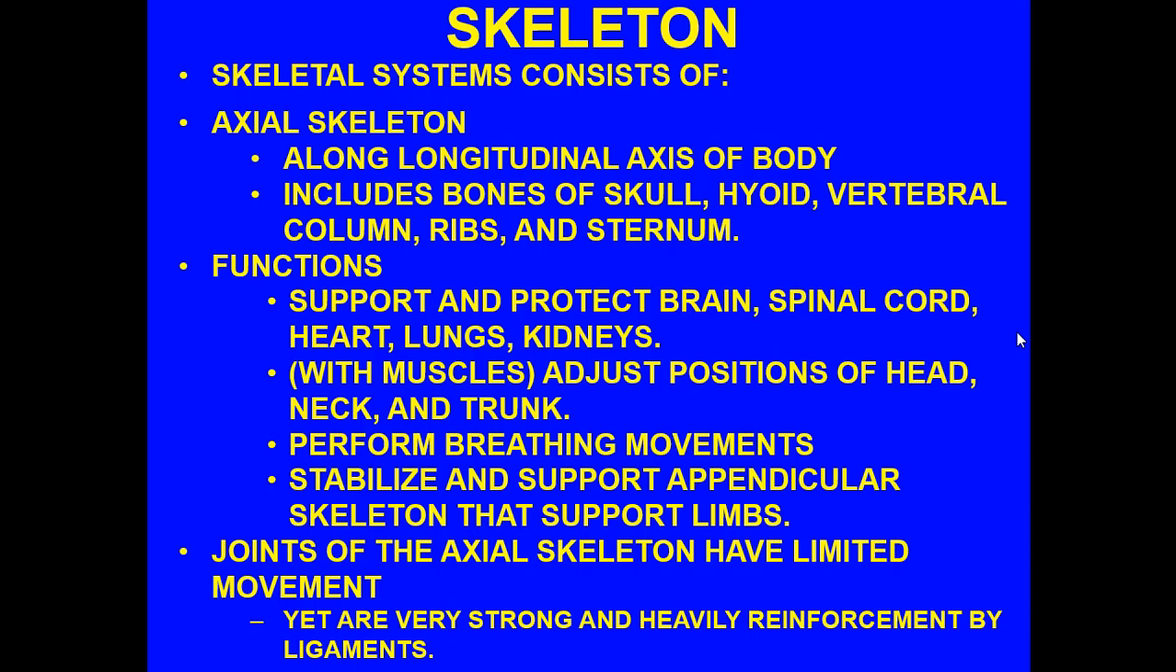Bones have certain functions. We've talked about some of the individual bones and how they help to keep the body functioning, but now we have to look at the structural importance of it. When we talk about the functions of the skeleton, they support and protect the brain, spinal cord, heart, lungs, kidneys. Along with muscles, they adjust positions of the head, neck, and trunk. They help you to perform breathing movements. Basically, as the thoracic cavity is enhanced with muscles and the ribs, you're allowing yourself to take a breath in, and then as this all relaxes, a breath out.